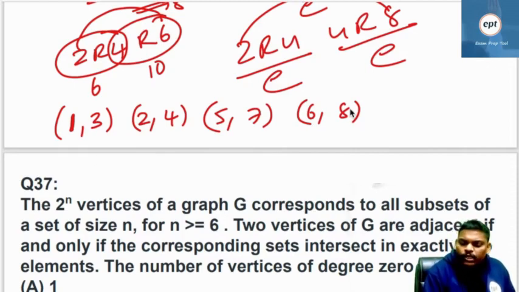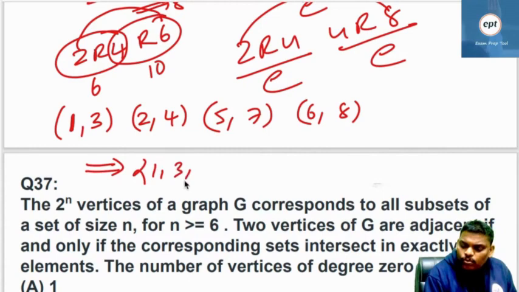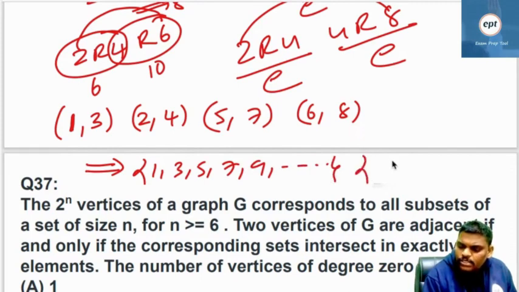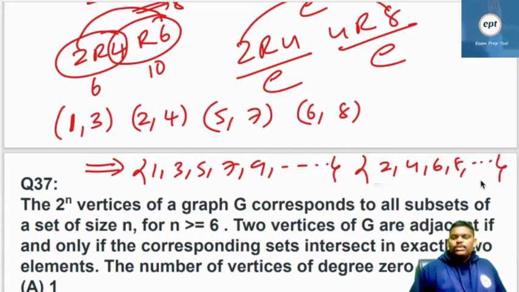So here only 2 equivalence classes are there. What are those? All odd numbers are one group. All even numbers are one group. Only 2 groups are there. So 2 equivalence classes.